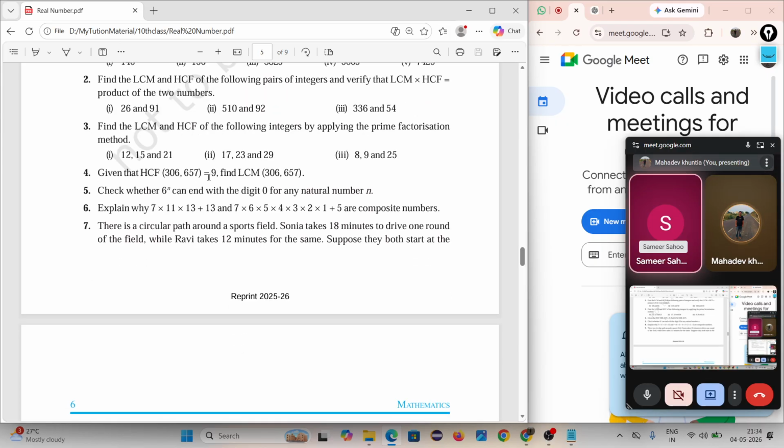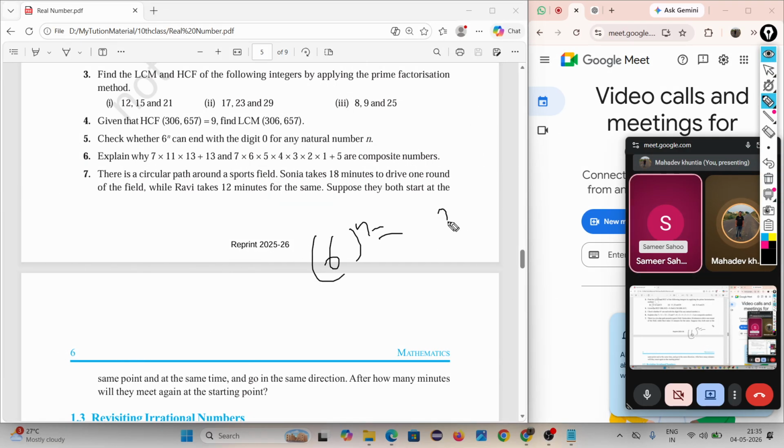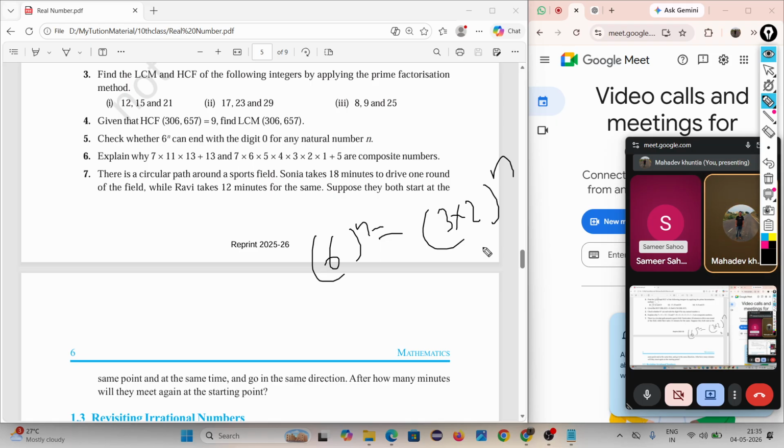Given that, I can check whether 6 to the power n can end with the digit 0. Any number that ends with the digit 0 must contain 2 and 5 as its prime factors. But in 6 raised to the power n, the prime factorization is 3 into 2 raised to the power n. 2 is there as a factor, but 5 is missing.